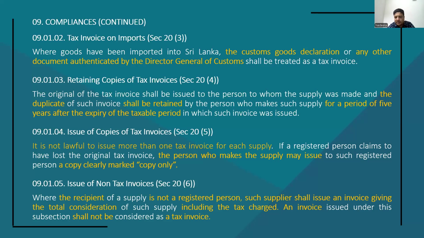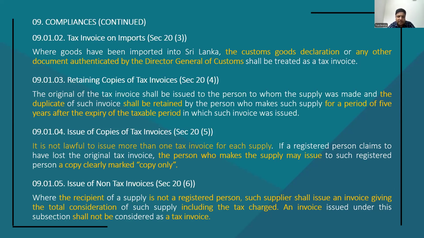Issue of copies of invoices. Generally, you can't issue 2 invoices for the same supply, but if the customer has misplaced the original tax invoice, then he won't be able to claim input tax against his output tax. And if he comes and asks for a copy of the tax invoice, you can issue a copy, but in that document you have to mark it as a copy only. So it is not lawful to issue more than 1 tax invoice for each supply. If a registered person claims to have lost the original tax invoice, the person who makes the supply may issue to such registered person a copy, clearly marked copy only.